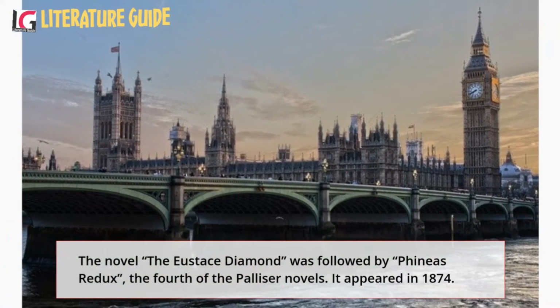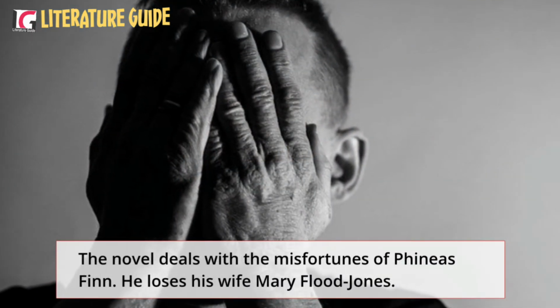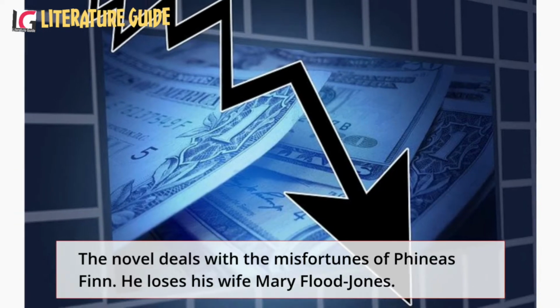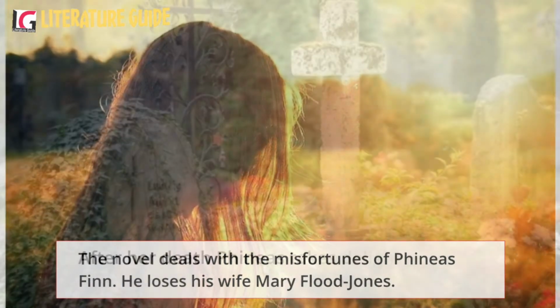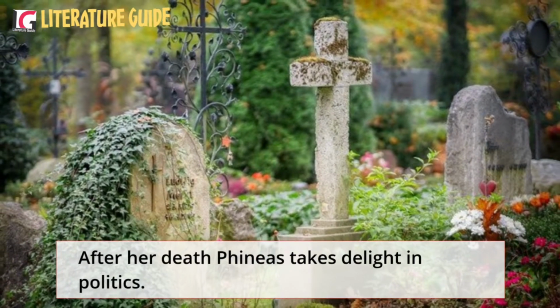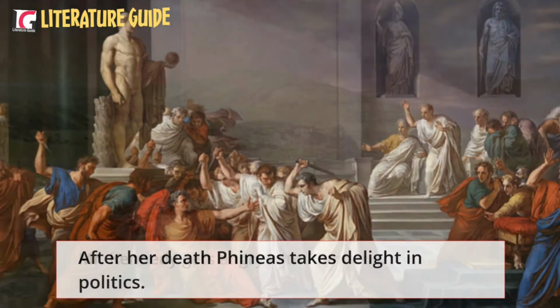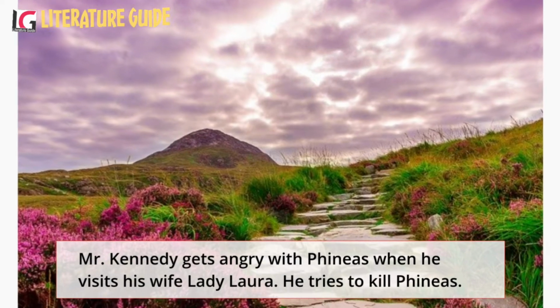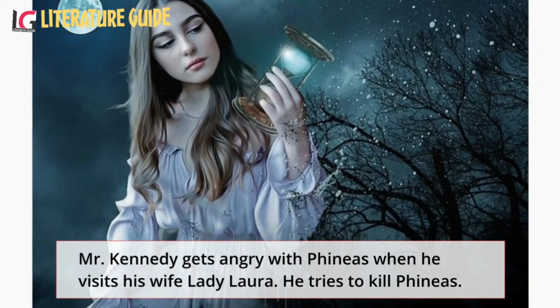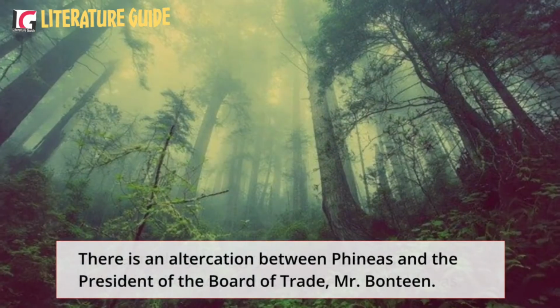It appeared in 1874. The novel deals with the misfortunes of Phineas Finn. He loses his wife Mary Flood Jones. After her death, Phineas takes delight in politics. Mr. Kennedy gets angry with Phineas when he visits his wife Lady Laura. He tries to kill Phineas.